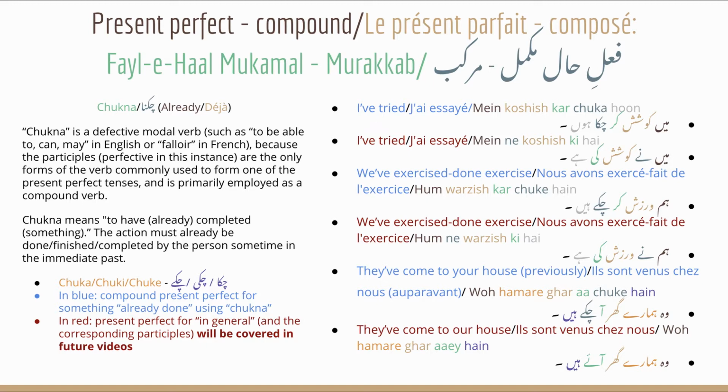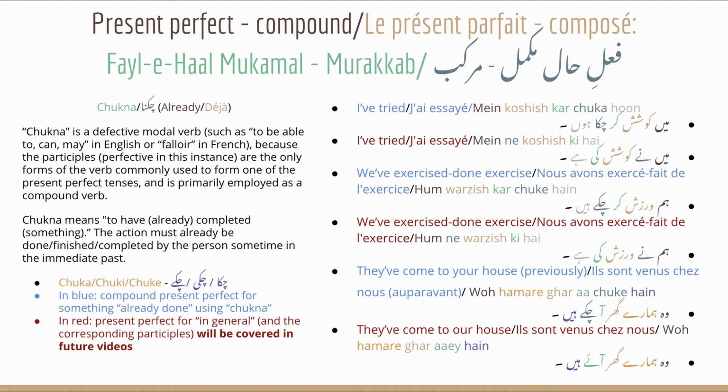So now let's get started. So for this we use the verb chukna. However, I don't think really anybody knows the infinitive of the verb, but the infinitive is chukna. And so it's a defective modal verb, such as like can in English. It does not exactly have an infinitive. You have to say to be able to, or falloir in French, because that only has one form.